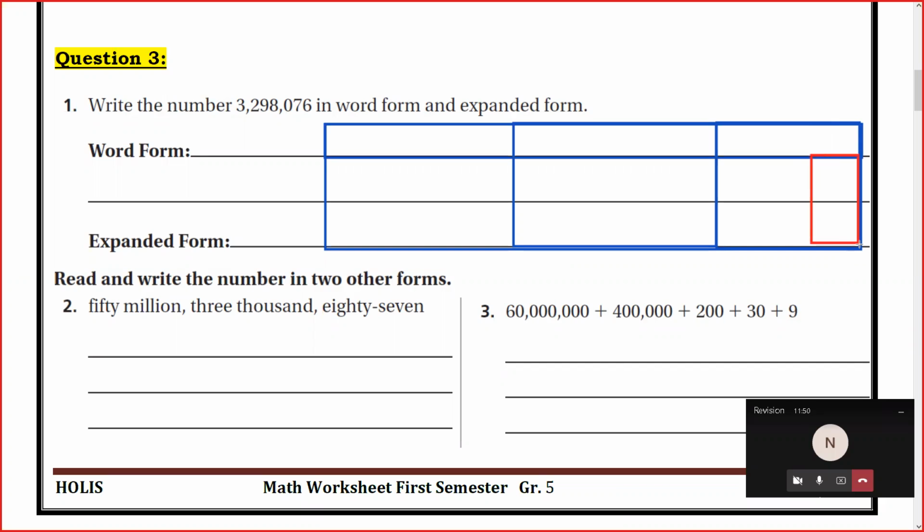For each period, we have ones, tens and hundreds. Here we have ones, tens and hundreds. Here we have ones, tens and hundreds. And we say here we have millions, and here we have thousands, and here we have ones. And in ones we have 1, here we have tens, and here we have hundreds.